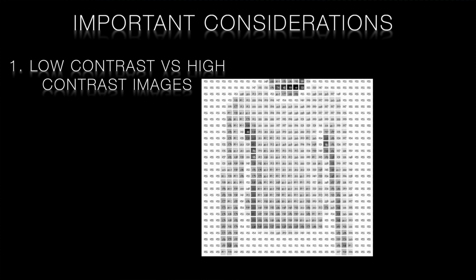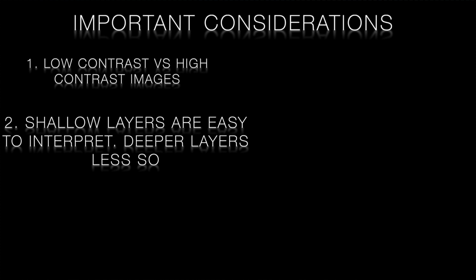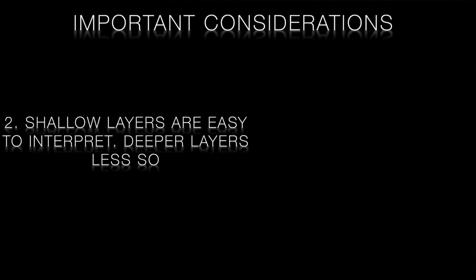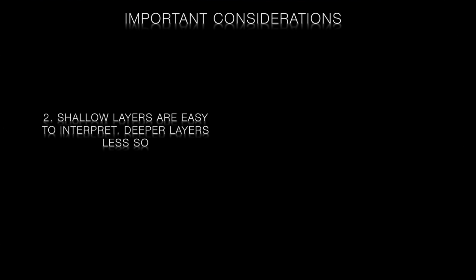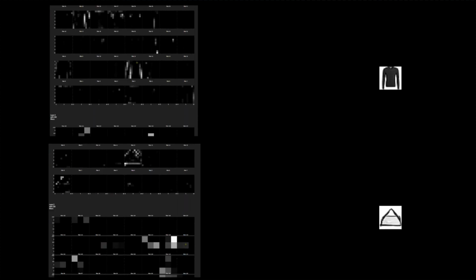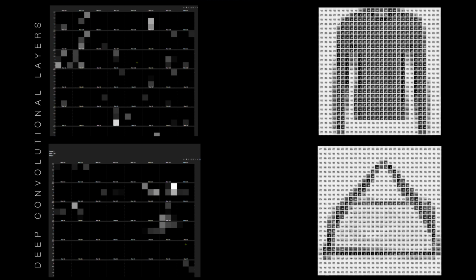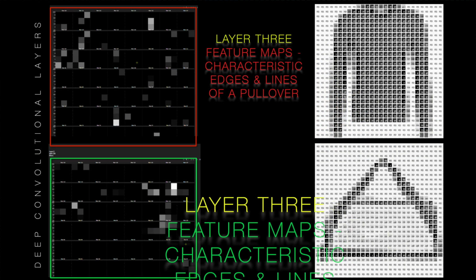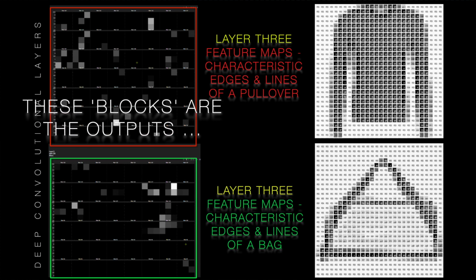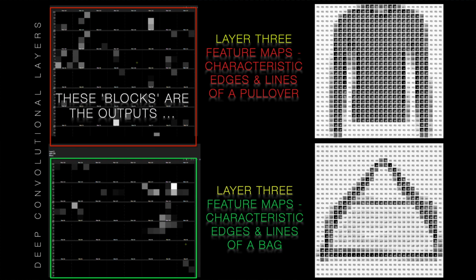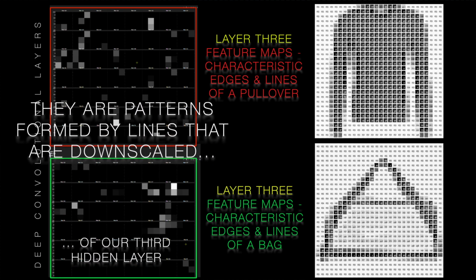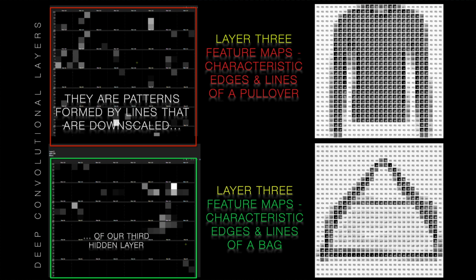Secondly, we can make out edges and lines in our first two convolutional layers, but deeper into our downscaled third layer, things start to get pretty abstract. On the screen you can see feature maps, characteristic patterns and shapes that define an object's bagness or pulloverness, but these maps are quite hard to interpret. Furthermore, there are such a lot of them that it's very difficult to discern what combination of them make our classifier think that a shirt is a shirt or a bag is a bag.